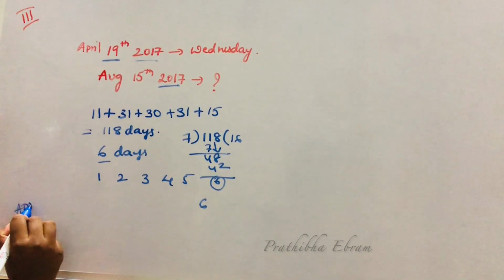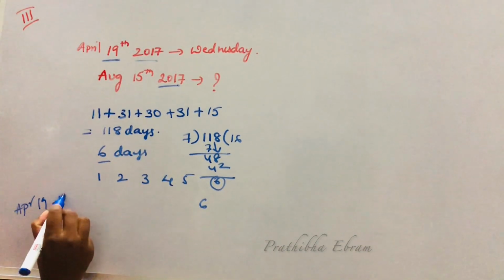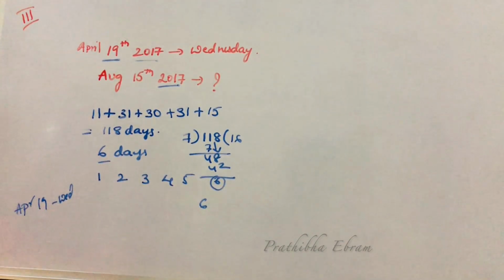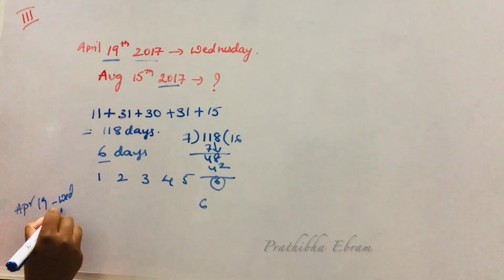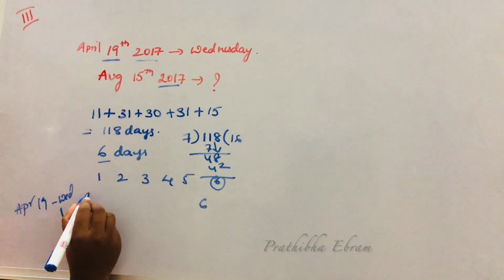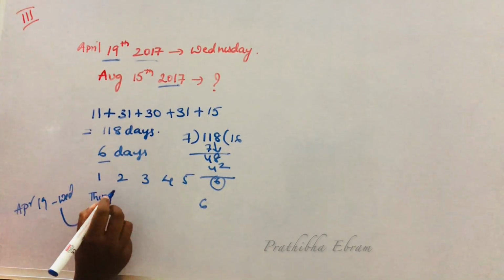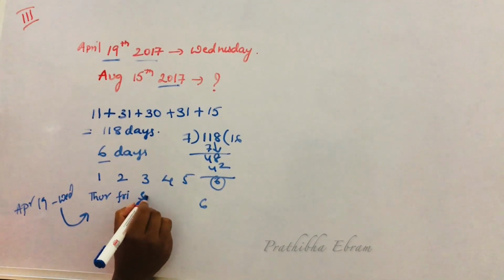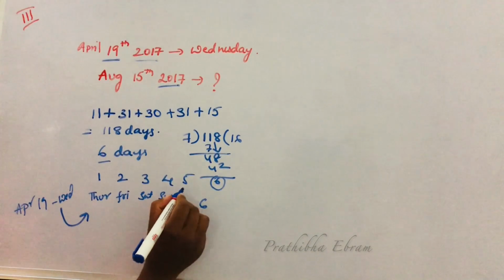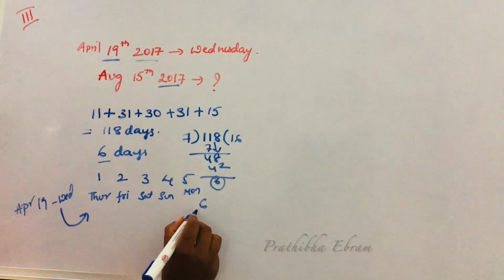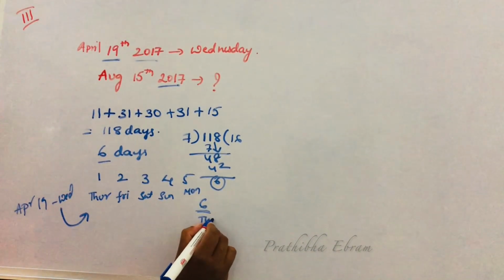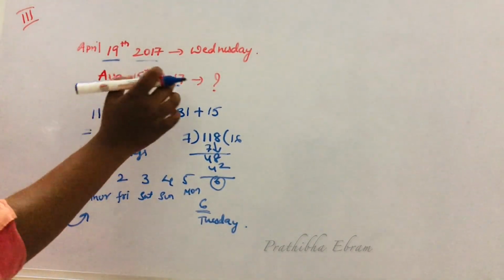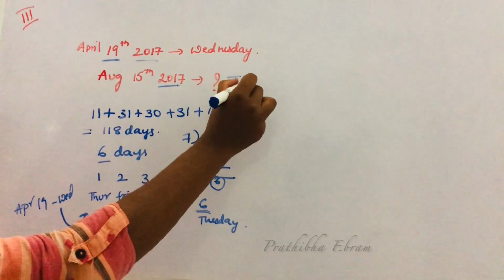Okay. April 19th is Wednesday. Now, our remainder is 6, right? Now, immediately from Wednesday, our first day will be Thursday. Okay. Next day would be Friday, Saturday, Sunday, Monday, and 6th day would be Tuesday. Okay. Therefore, August 15, 2017 is Tuesday.